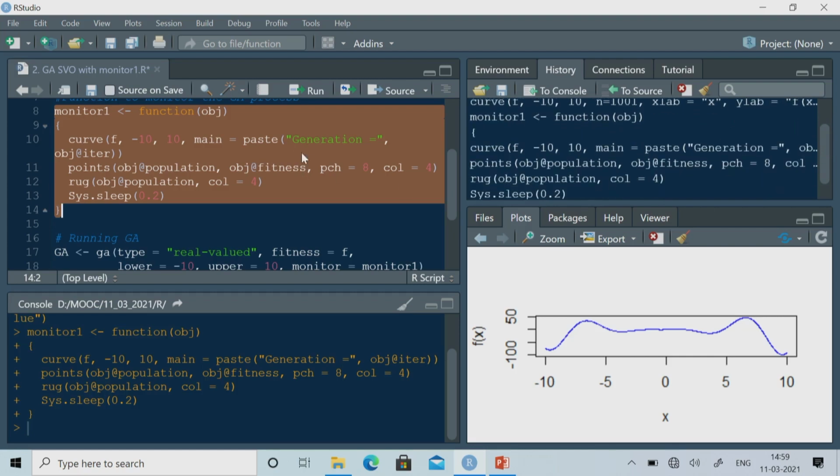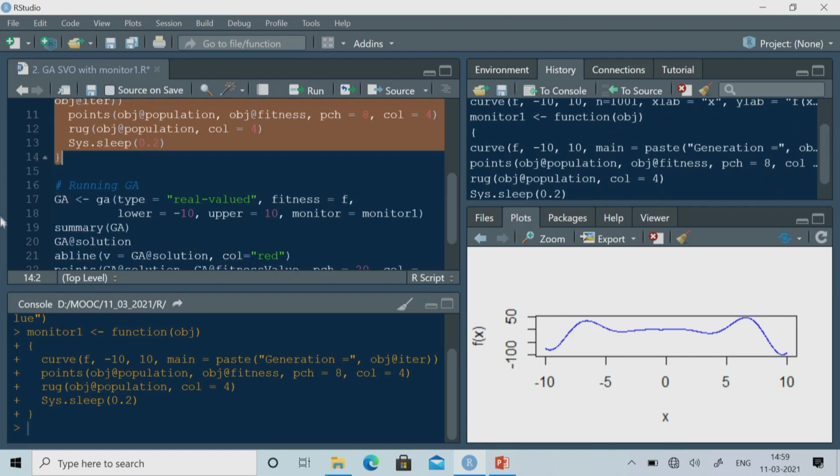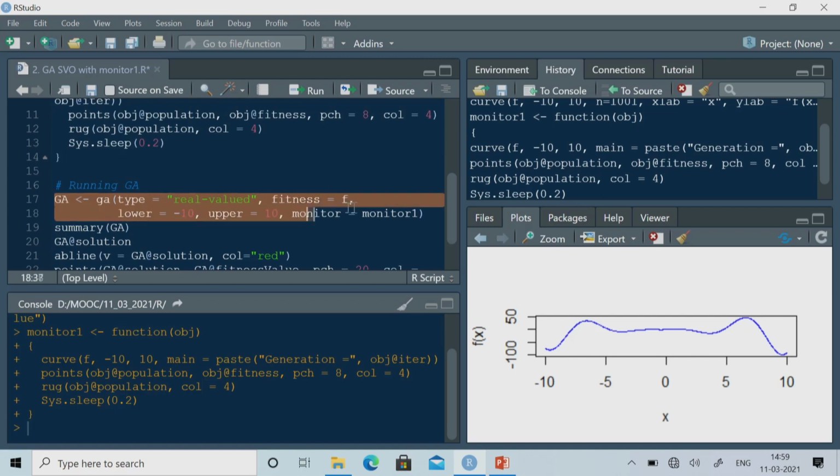Now I will execute this particular line. I will run this line. Then the GA will run, and along with that I can see the processes, how the GA population is converging towards the optimal solution. That I can do, just see.